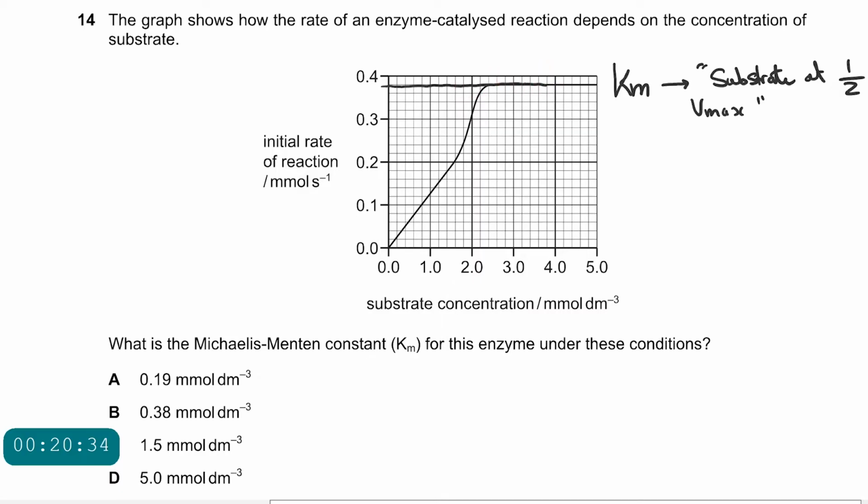And we have to work out half Vmax. Half Vmax is going to be here. Then we all know that the Michaelis-Menten constant is the substrate concentration at half Vmax. Therefore, we read off the concentration and it's going to give us 1.5. Therefore, the answer is going to be C.